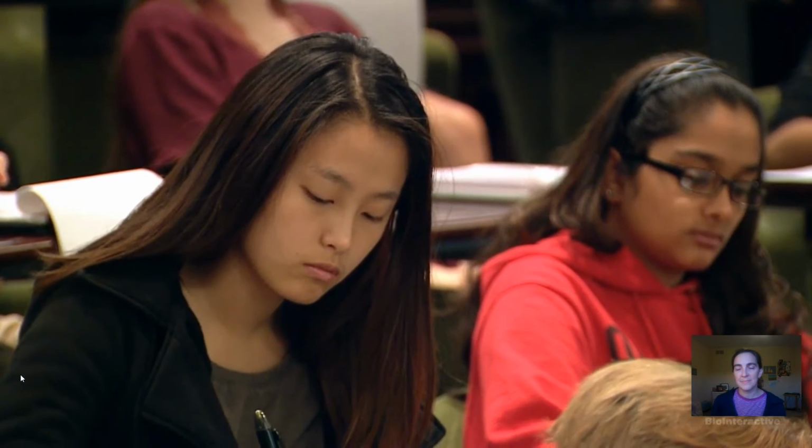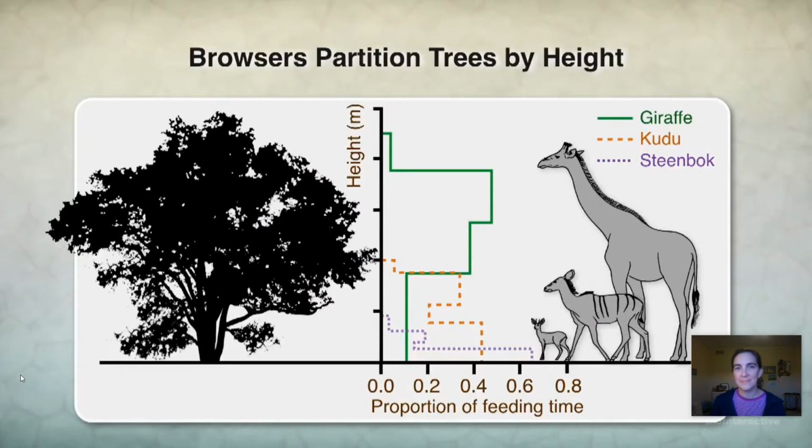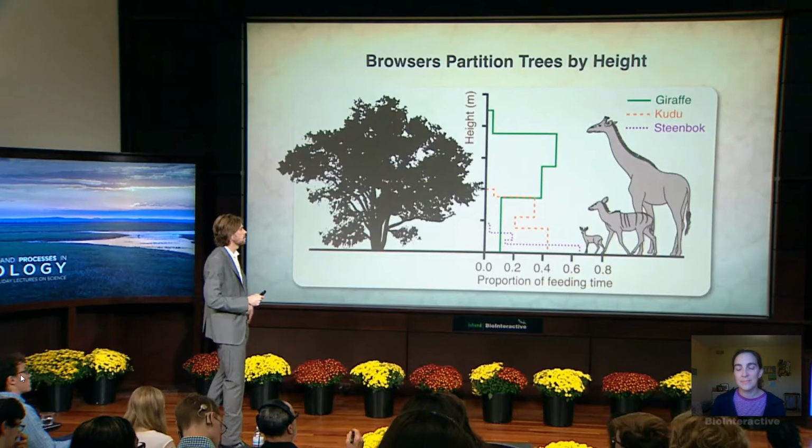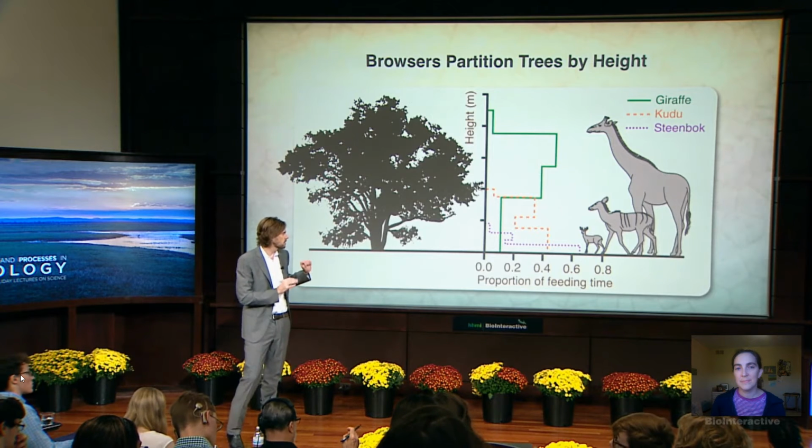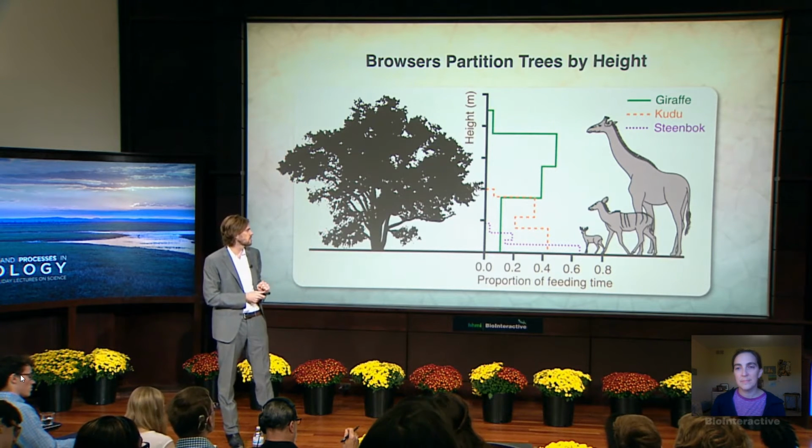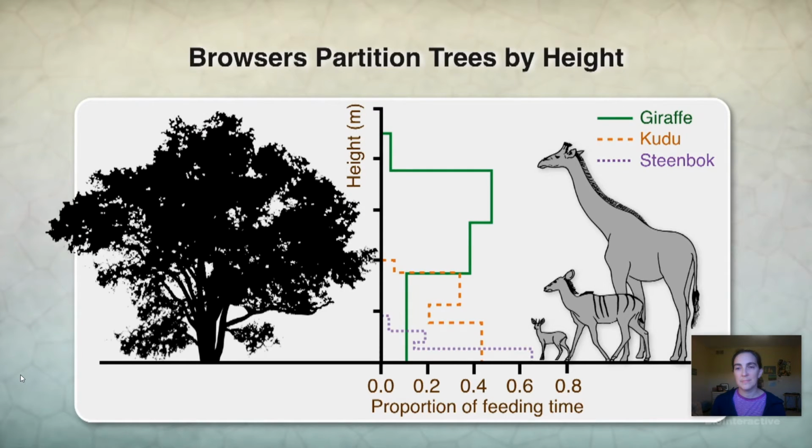Another form of dietary niche partitioning is that animals can separate out by height. All right, so this one should make intuitive sense. If you've got 3 large browsers, again, browsers being the ones that eat trees and don't eat grasses. So here we have giraffe, kudu, and steinbuck, feeding along a height axis on a tree. And the proportion of time that they spend feeding is there on the x-axis, and you see the giraffe spends most of the time feeding on the tall parts of the tree, the kudu at the intermediate parts, and the steinbuck at the lowest parts.